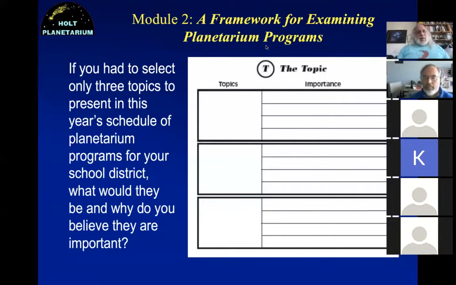So here are the instructions. For this part dealing with the topic, if you had to select only 3 topics to present in this year's schedule of planetarium programs, and if you want to think of this as next school year or starting this summer, either way is fine. But for your school district, or if you're only dealing with public shows, for your public shows, what would those topics be, and why do you think those would be the important topics to deal with?